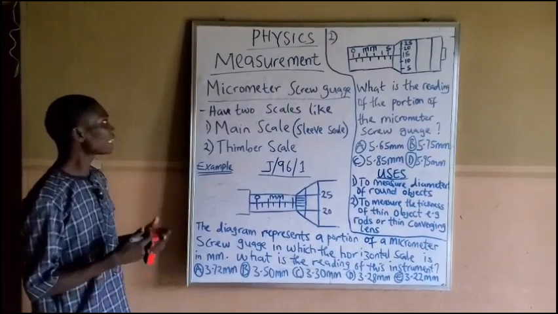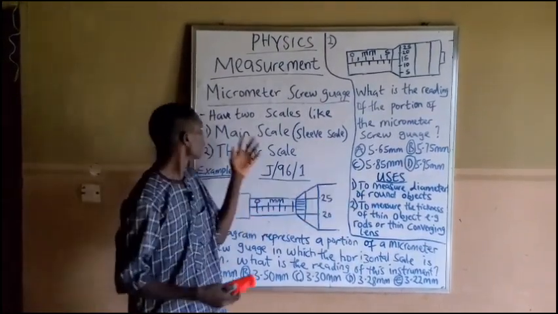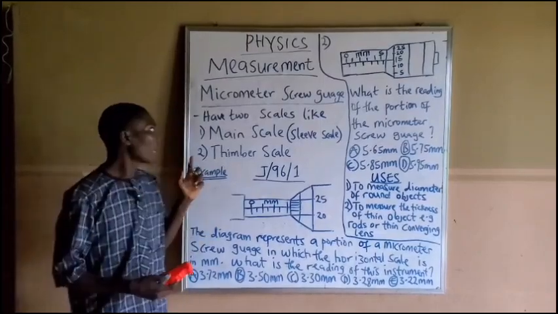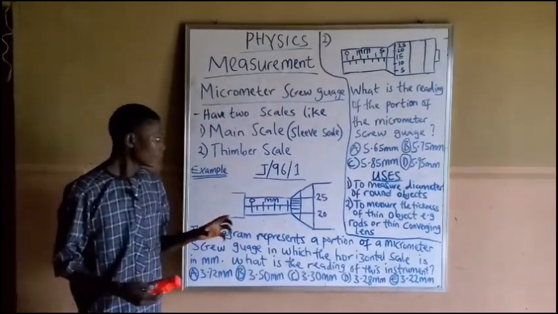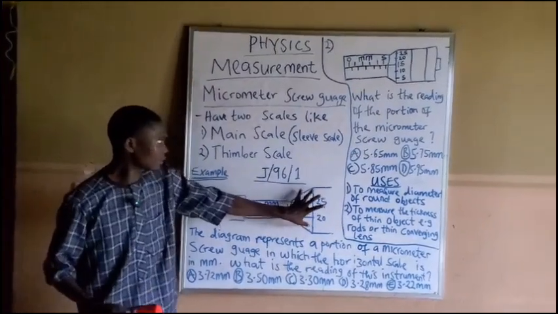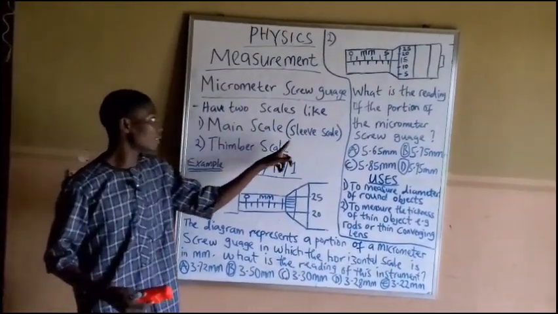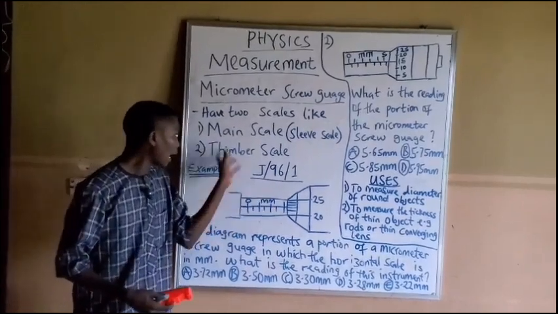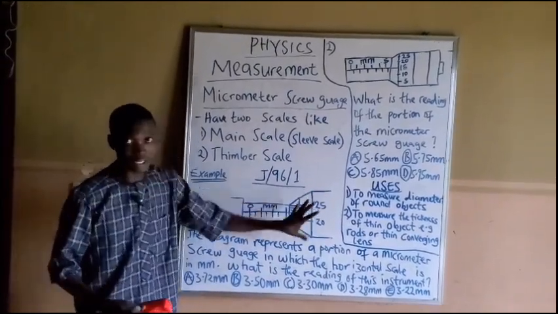Okay, micrometer screw gauge: these are the uses and these are the two scales. It has two scales. We have the main scale, which is this part, and the thimble scale, which is this part. Another name for the main scale is the sleeve scale.